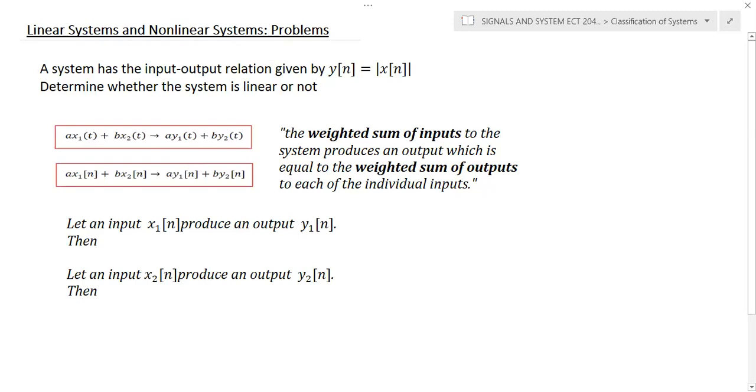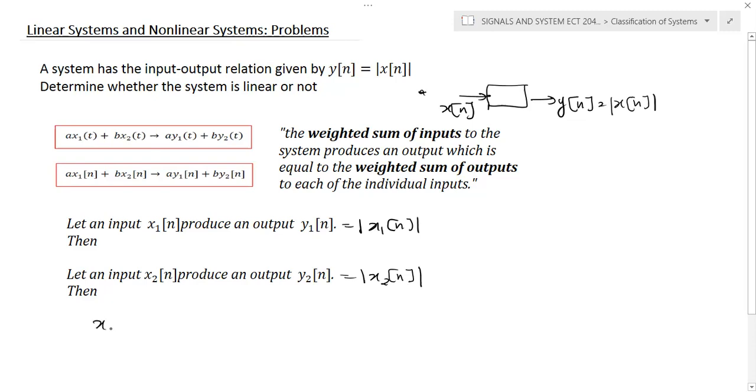Now we can consider another question. y of n is equal to modulus of x of n. Okay, it's again very important. For example, if you are applying an input x of n and the corresponding output is y of n, which is the modulus of the given input. For example, if you are applying minus 2, you'll get 2. And for the input x1 of n, the corresponding output is y1 of n, and you can write it as the modulus of x1 of n. And for the second signal, it's the modulus of x2 of n.